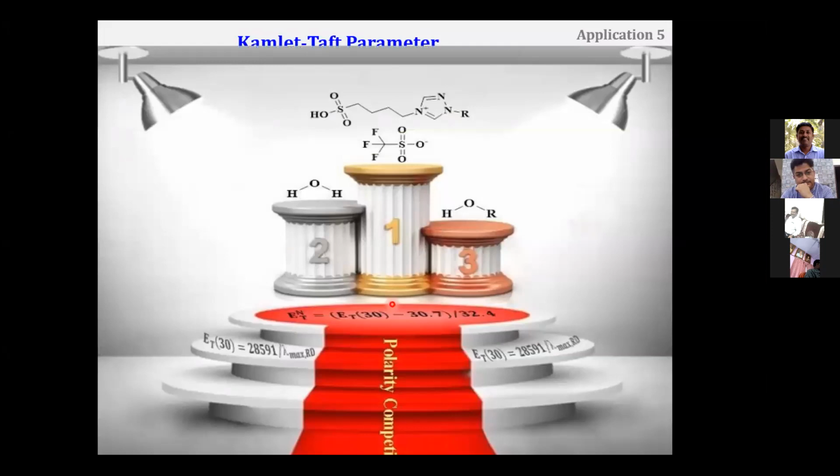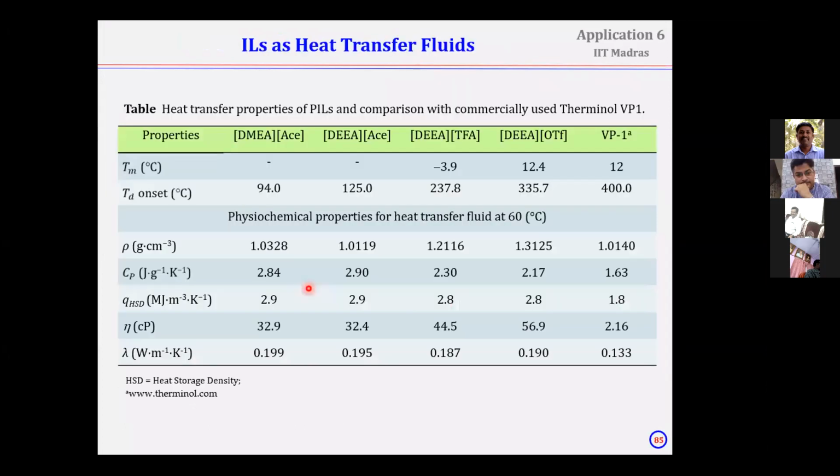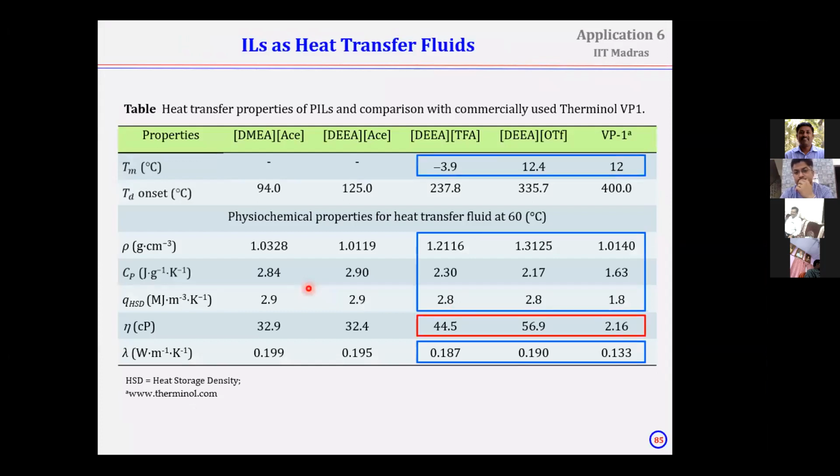And we were the second group after the Ohno group from Japan to relate the polarity, or the solvatochromic properties, with the refractive properties. This is one of the very good correlations we have done for various classes of protic ionic liquids. We also looked at engine fluids: can we have ionic liquids as heat transfer fluids in place of conventional Therminol? And we got significant success.